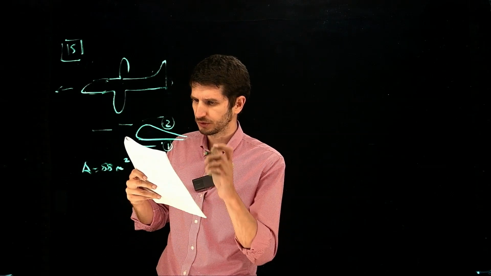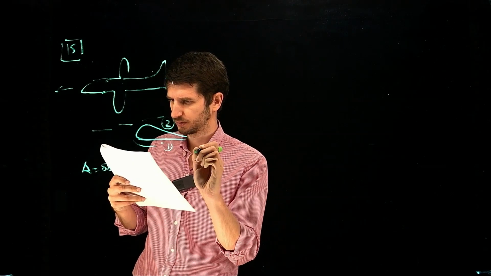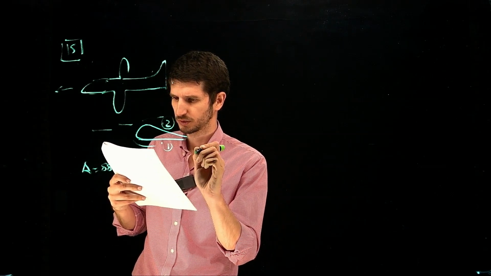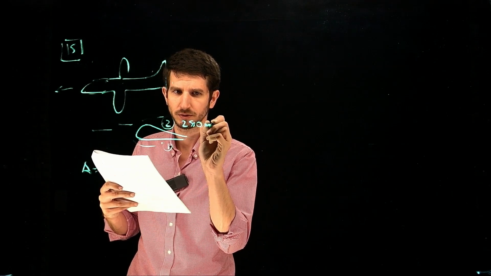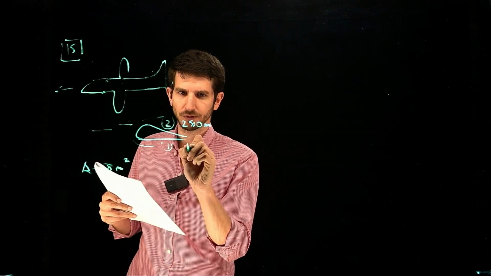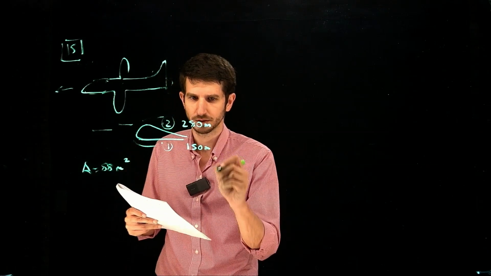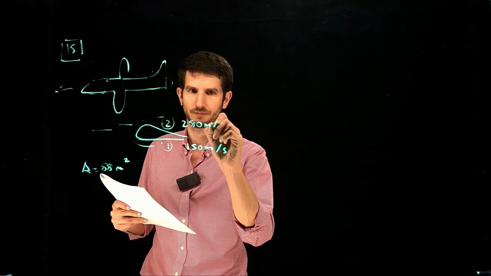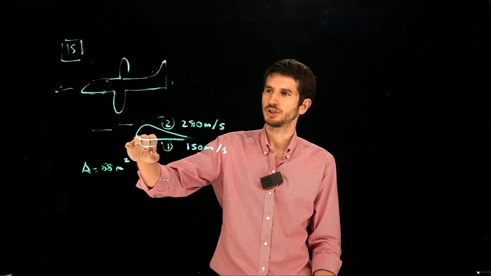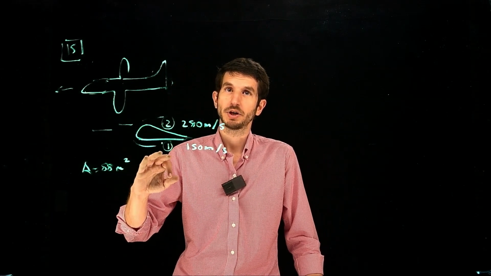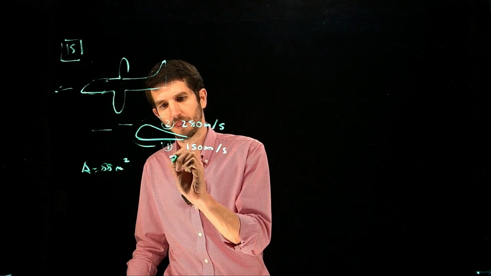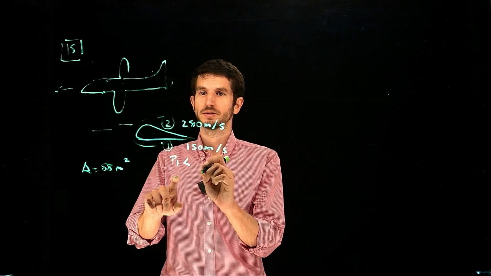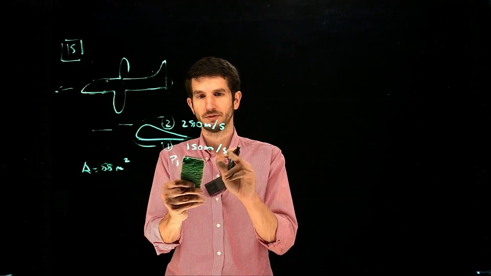And the air passes over the top at 280 meters per second and underneath at 150 meters per second, right? So because the velocity of this one is lower than that one, then we're going to have a situation where the pressure here is going to be higher, right? Velocity is lower.